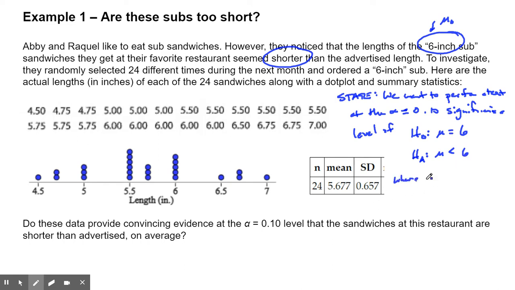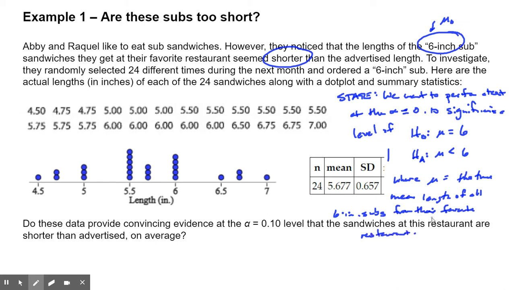Where mu equals the true mean length, right? That the sandwiches at this restaurant are shorter than advertised on average. So where mu equals the true mean length of all 6-inch subs from their favorite restaurant.